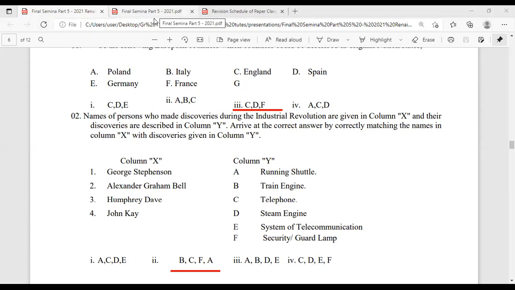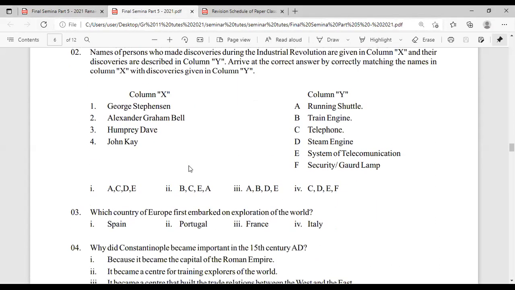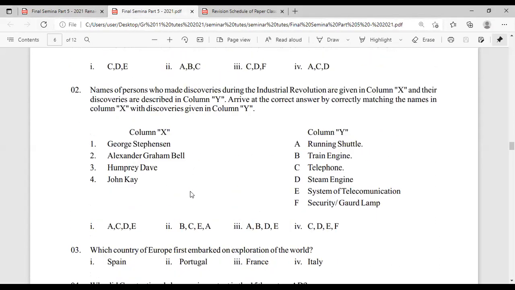Third question here. Which country of Europe first embarked on exploration of the world? I have given you here the two nations, and France and Italy are out. Then Spain and Portugal. They came first to explore the ocean. Which came first? We'll see the answer. Amha says one, Spain.